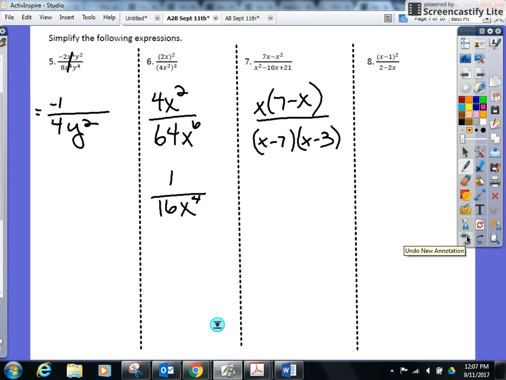Is anything up here exactly alike? And the answer is no. But you really want to cross out what? They almost look alike. What up here almost looks alike? I got it, don't worry. 7 minus x and x minus 7. Everyone agree? I'd love to cross those out, but they're not the same. I would love to.